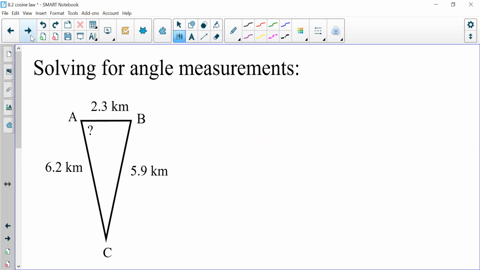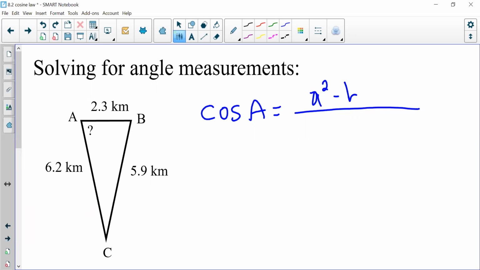So I'm just going to write that down. Actually, I put cosine A here on the left. I'm just going to flip it. So a squared minus b squared minus c squared over negative 2bc equals cosine A.